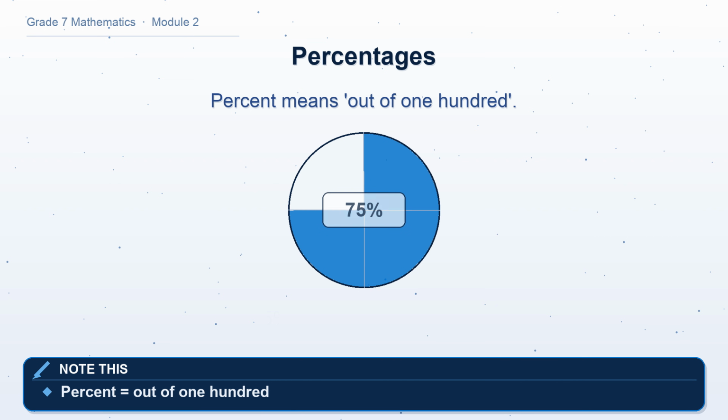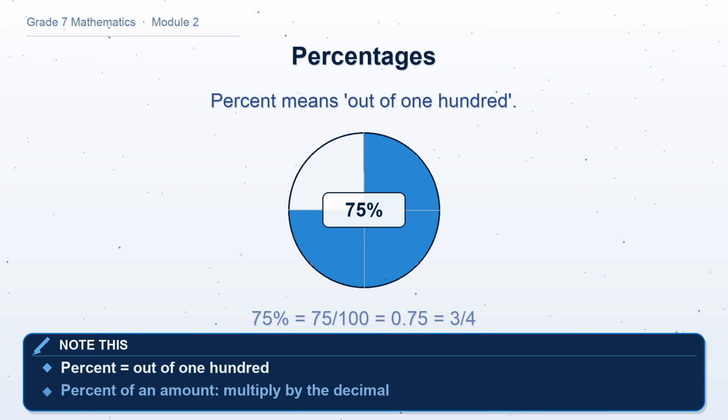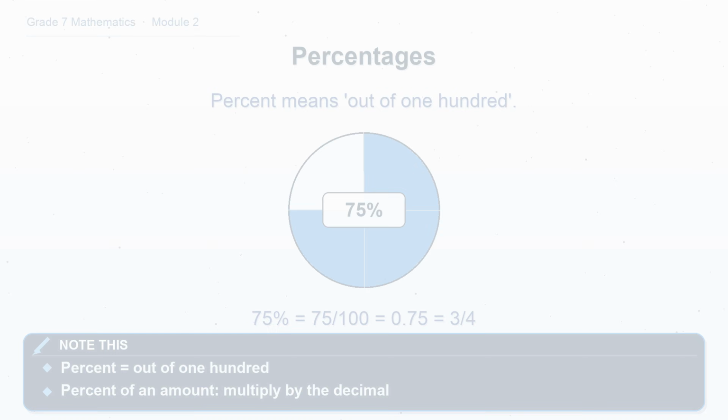To find a percentage of an amount, we multiply by that decimal. 75% of 200 is 0.75 times 200, which is 150. Fraction, decimal, and percentage are 3 faces of the same number. These ideas live well beyond the classroom.